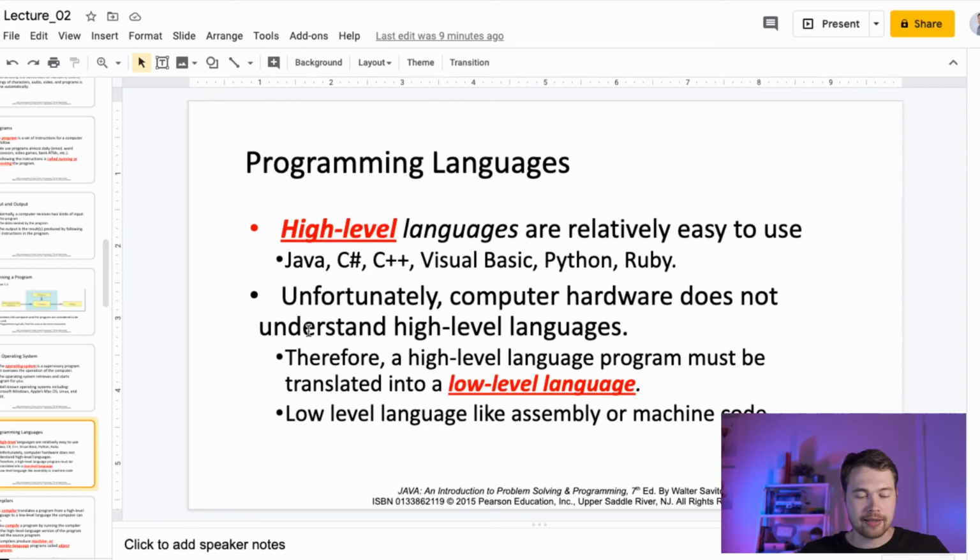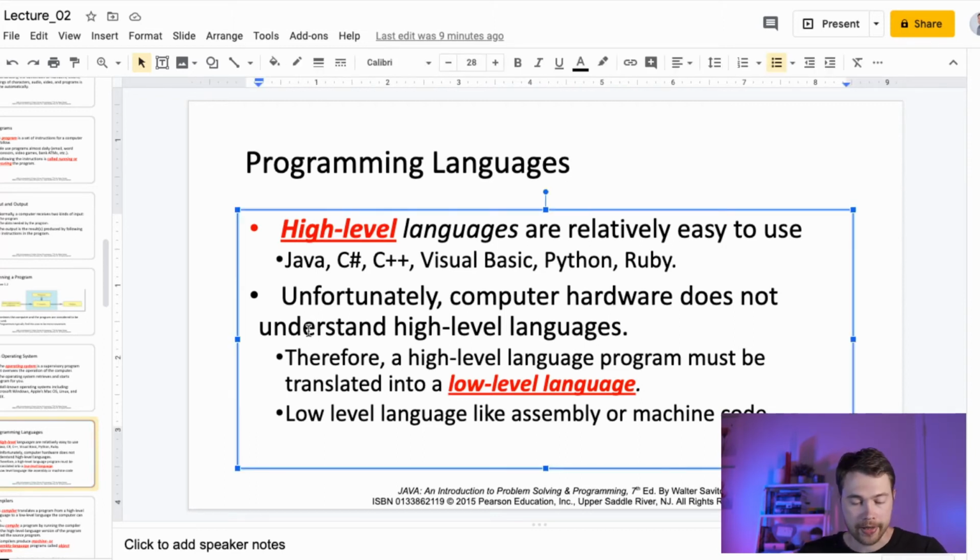Unfortunately, computer hardware does not understand high-level programming language, right? So there are two types of languages: high-level programming language and low-level programming language. High-level does not mean it's more complicated. It doesn't mean that it's superior. No, high-level language means that it's more user-adaptive. That means it's a lot easier to understand how that works. And low-level language means it's very, very close to the processor. So again, the CPU, since it's a piece of hardware, only understands zeros and ones.